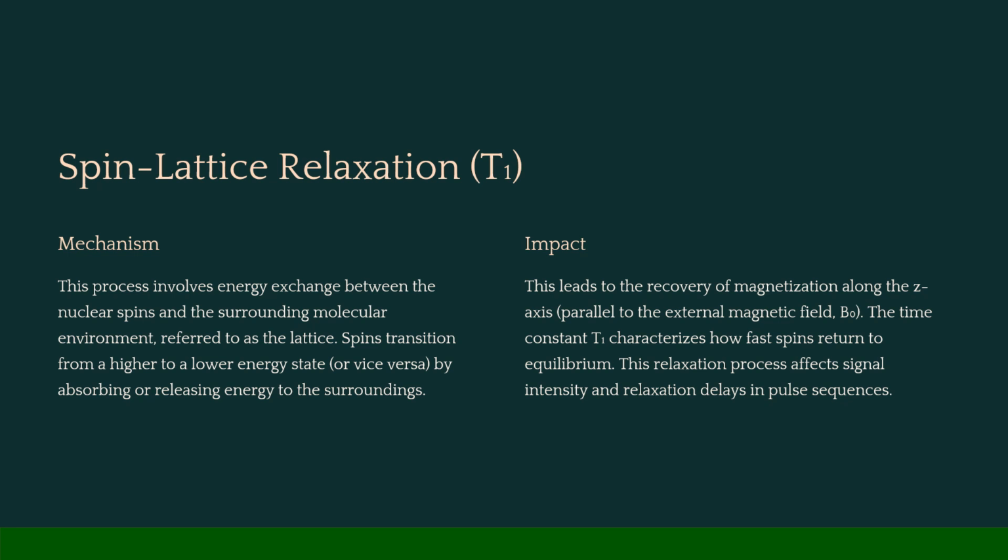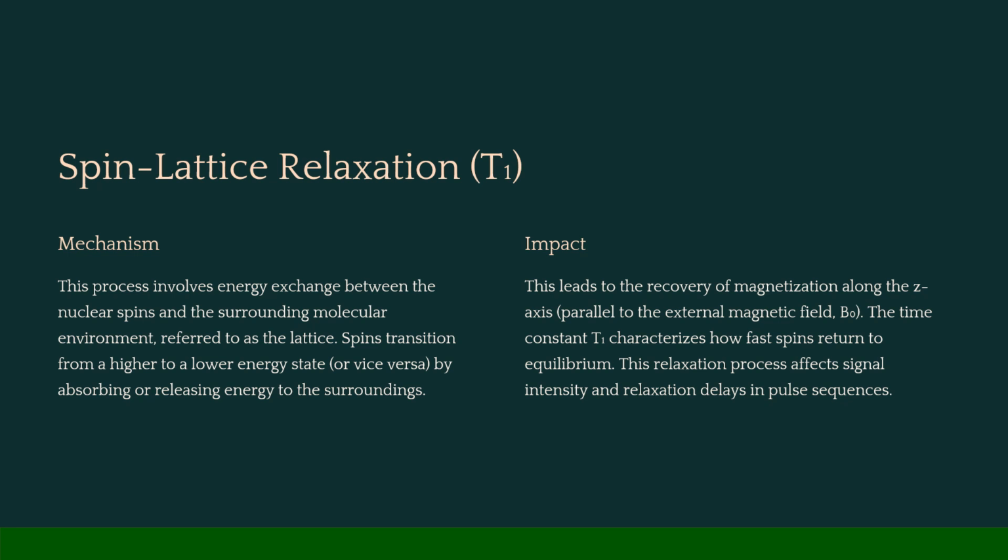The mechanism involves energy absorption or release, which enables the spins to return to a state of equilibrium with the lattice. This energy exchange is essential for the recovery of magnetization along the z-axis, the direction of the external magnetic field, B0. The impact of T1 relaxation is most noticeable in the recovery of magnetization, which is critical for NMR signals.